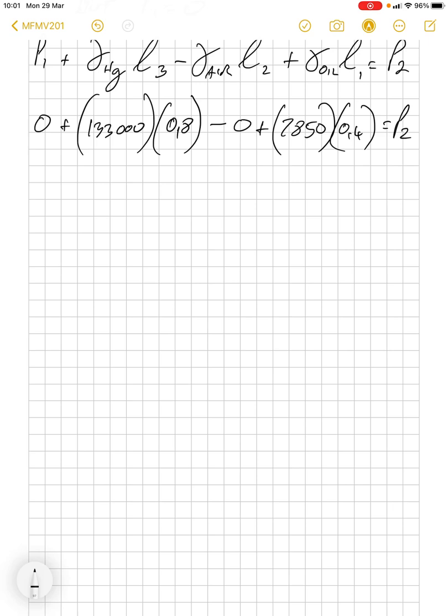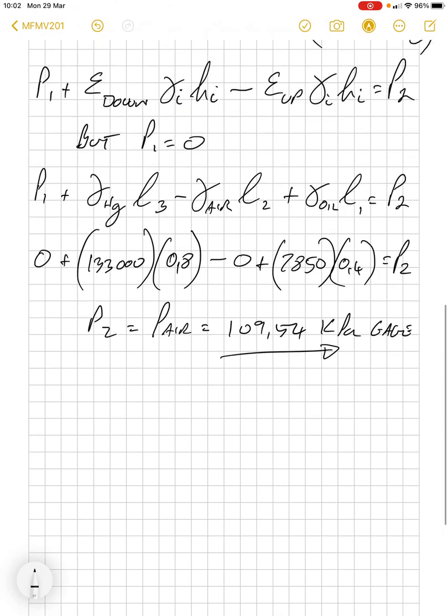Alright, so if we calculate that out, we get P2, which is equal to the pressure of the air. That's what we're trying to calculate. That will give us a value of 109.54 kilopascals gauge pressure. Alright, so that is the solution. In the textbook they say it's rounded off to 110 kilopascals. And that's the end of this example.